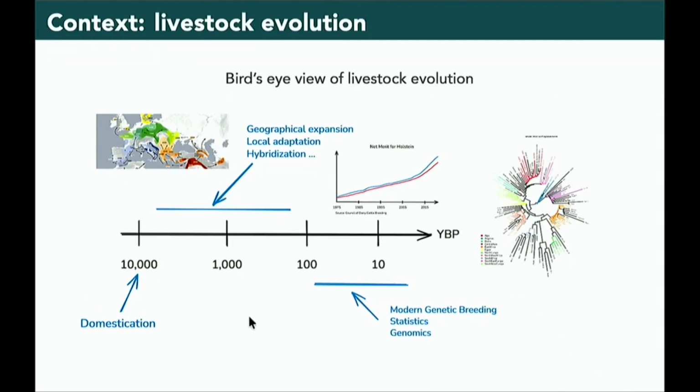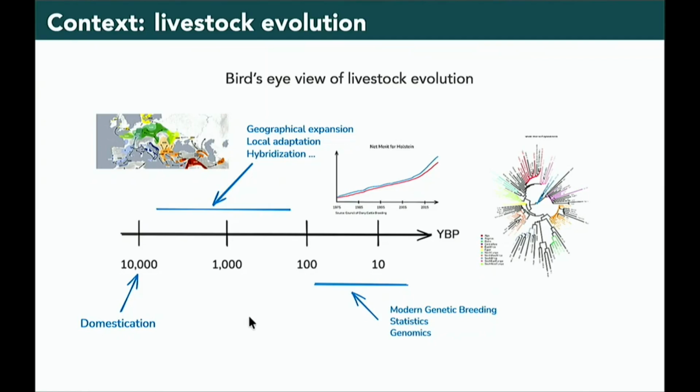the organisms I work with, in terms of data, are usually livestock species of different kinds. This is just to give you a context of what we're interested in: where do they come from and what is their evolution, because this is what we study. Most main livestock species have been domesticated about 10,000 years ago.